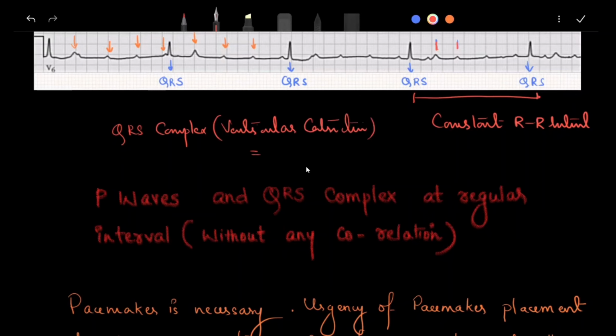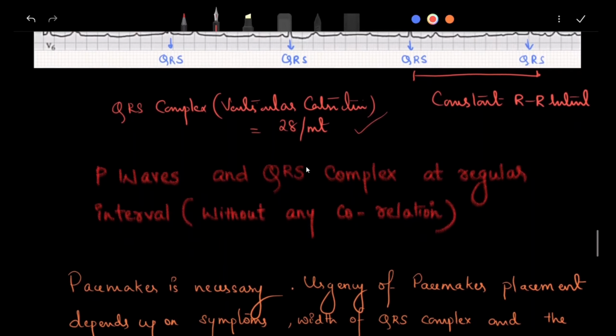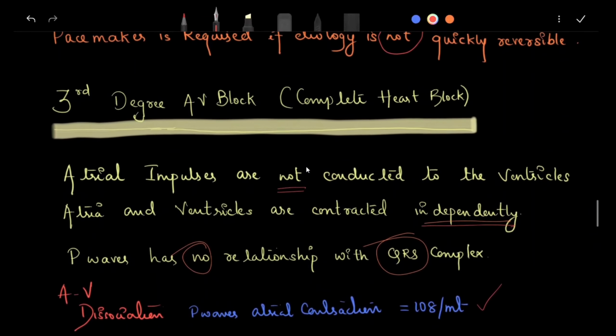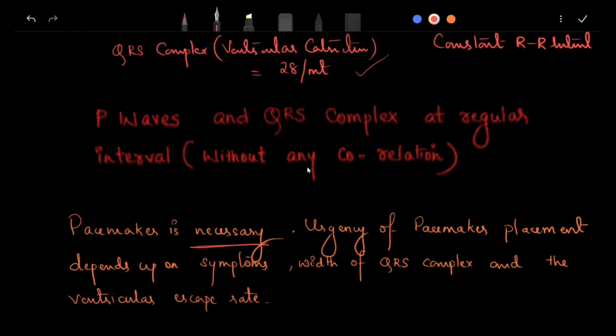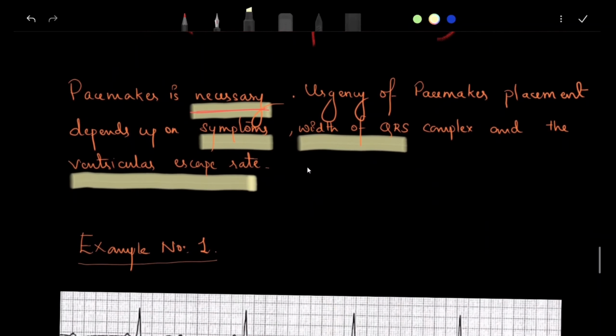The QRS complex, which is the ventricular contraction, is occurring at the rate of 28 per minute, but there is no relation with the P waves. That is 108, here it is 28. So this is AV dissociation. It's called AV dissociation. Third degree AV block. Here, the pacemaker is necessary. The urgency of pacemaker placement depends on the symptoms, width of the QRS complex, and ventricular escape rate. All these are the criteria.